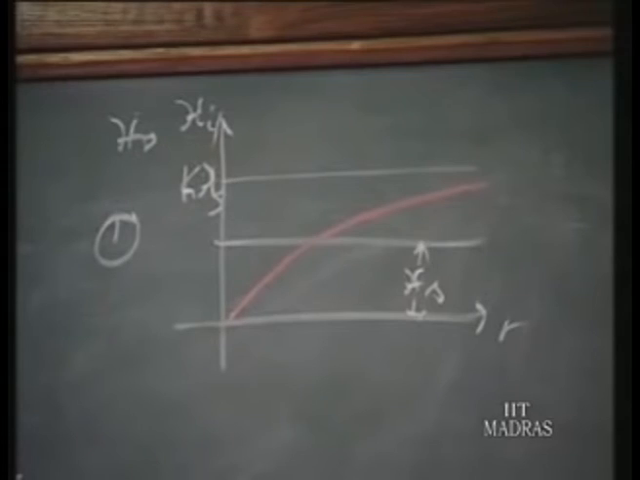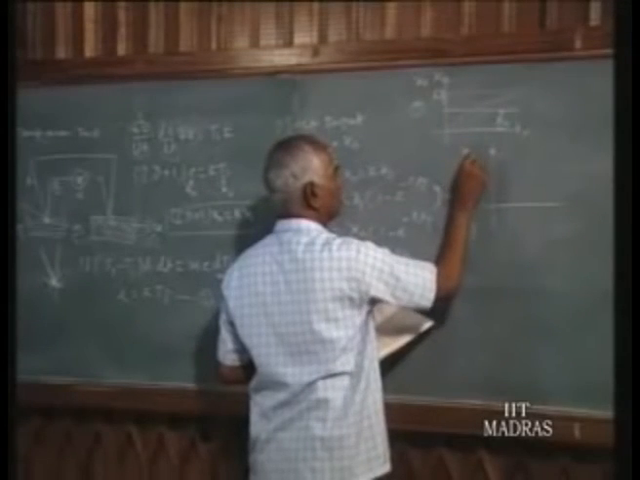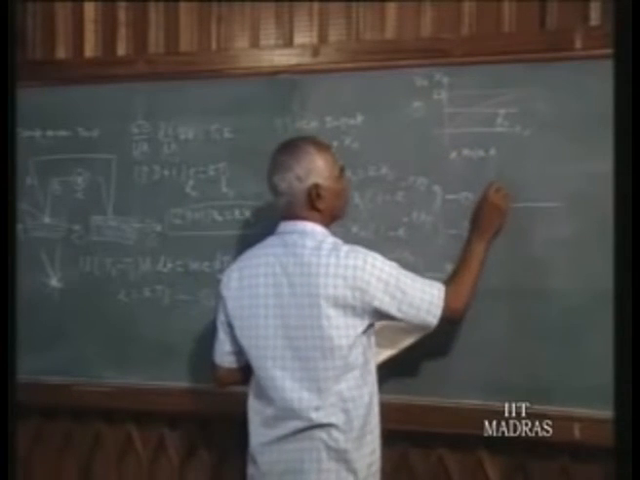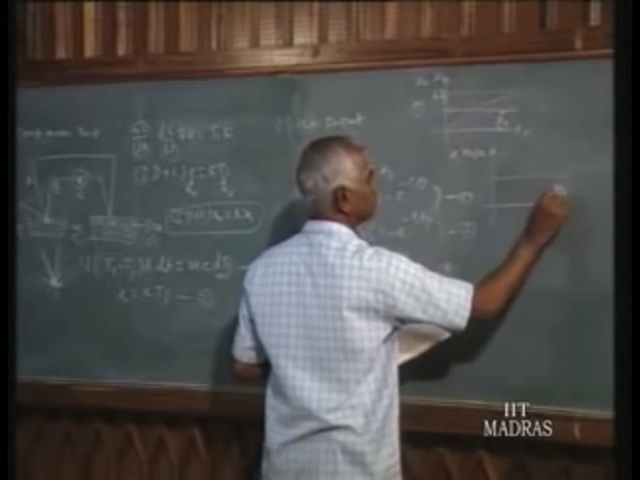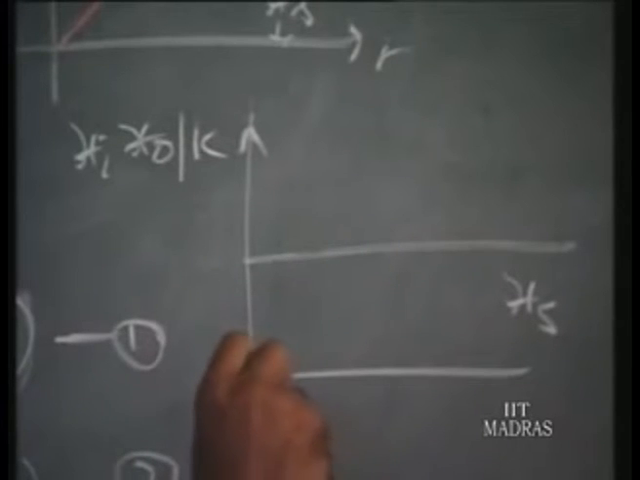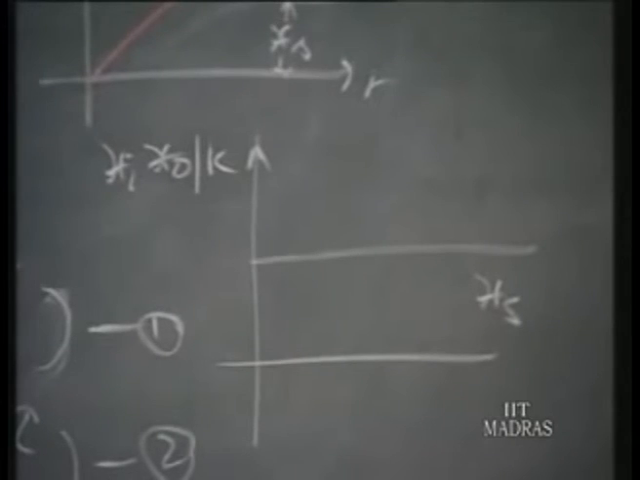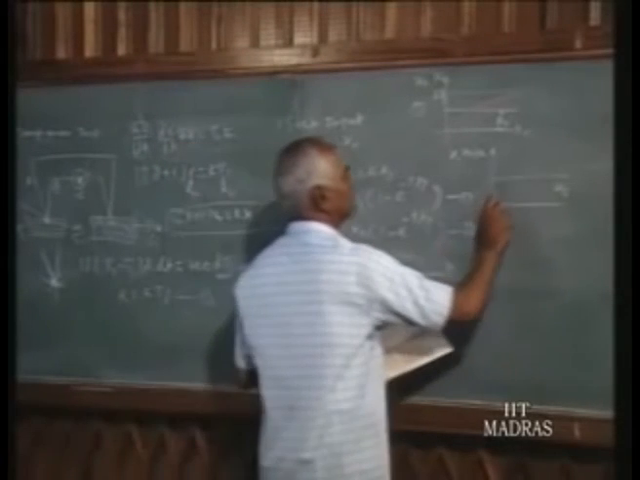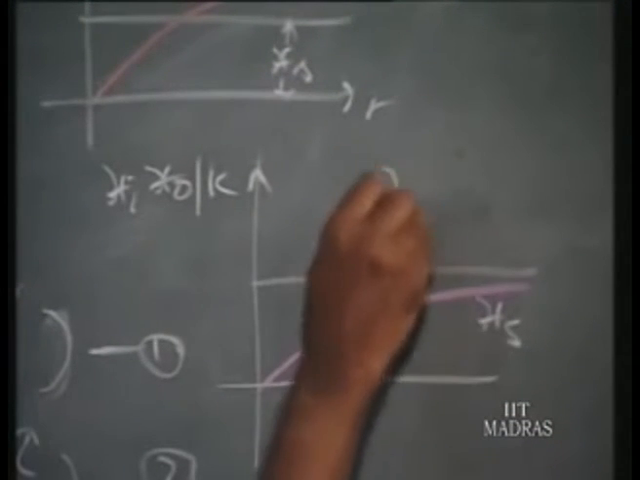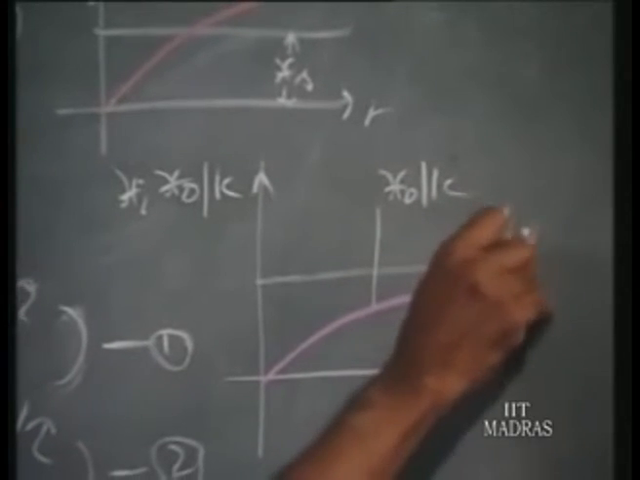For equation 2, you plot XO by K, and Xi also can be plotted. You find this is Xs, and XO by K varies with time; at t equal to infinity, XO by K is equal to Xs itself. So this is the plot for the second equation. It shows XO by K, and this is our Xs, or Xi.